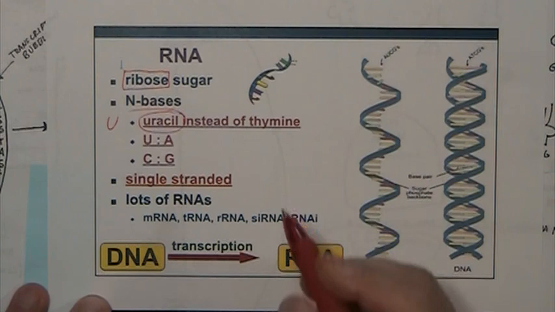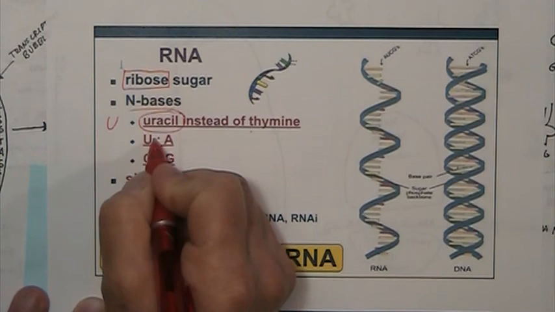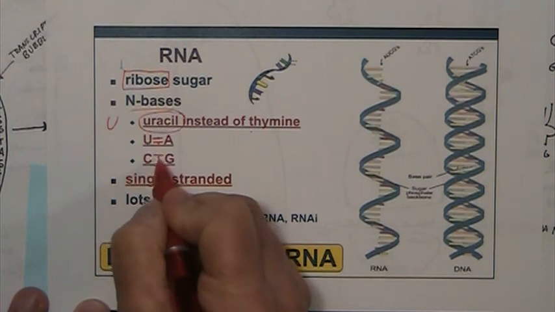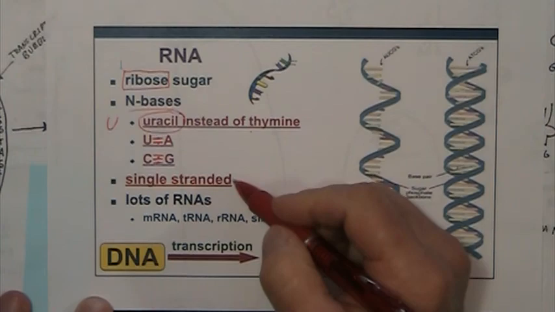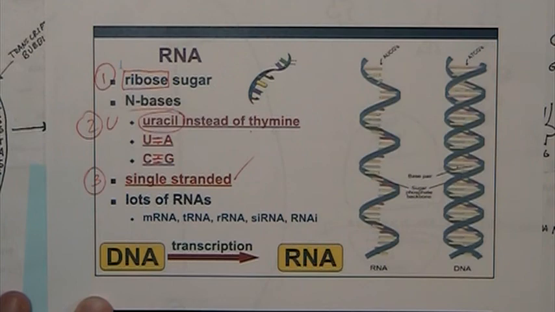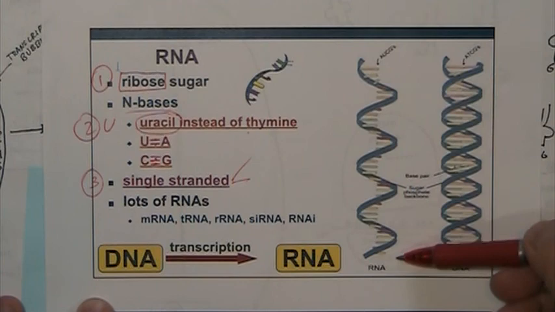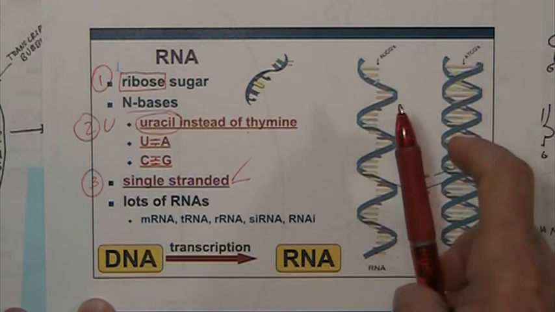If the need comes for pairing up, uracil will still pair up with adenine, and they will form two hydrogen bonds, and cytosine will pair with guanine, and they will still make three hydrogen bonds. Besides ribose and uracil, most of the RNA molecules are single-stranded. So the diagram here shows this is DNA, the double-stranded, and here is RNA that is single-stranded. That's important. It's single-stranded, but it has the possibility of making hydrogen bonds if needed.